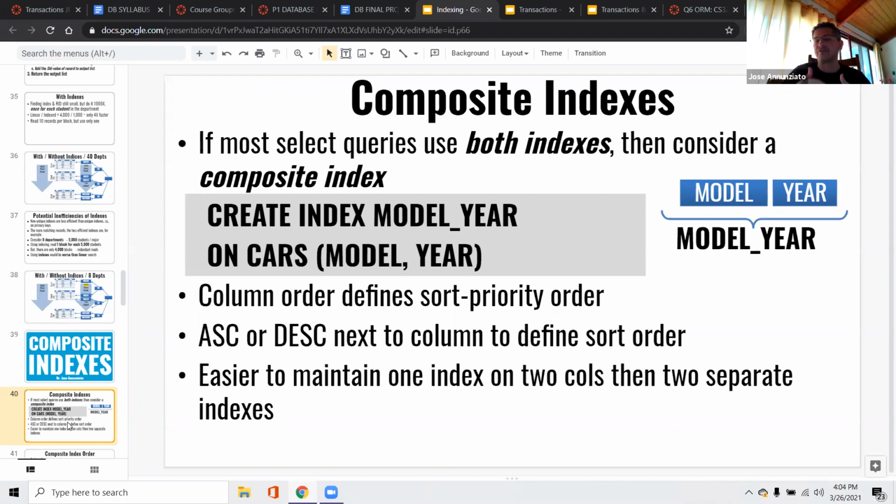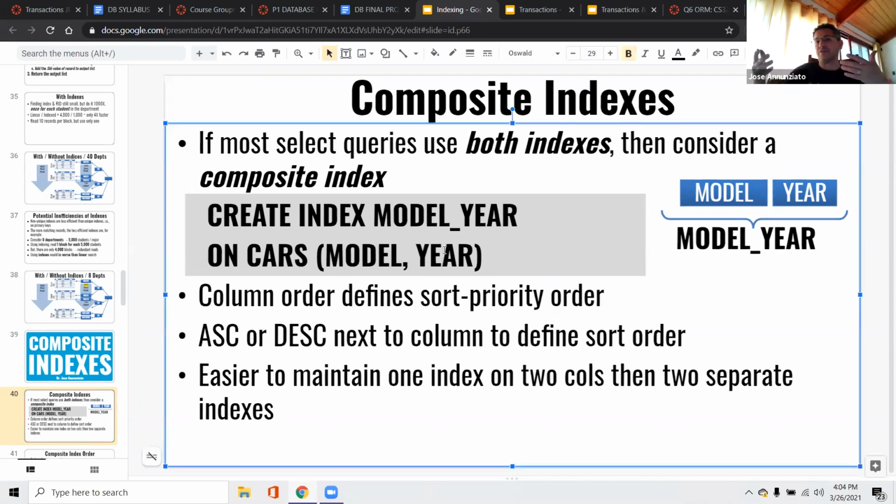So if you're searching for a particular car that has a specific model and year, in a where clause you might have where model is Toyota and year is 2021, whatever. The key would be the concatenation of the model and the year, and the B tree structure would be such that each node would be the concatenation of model and year.